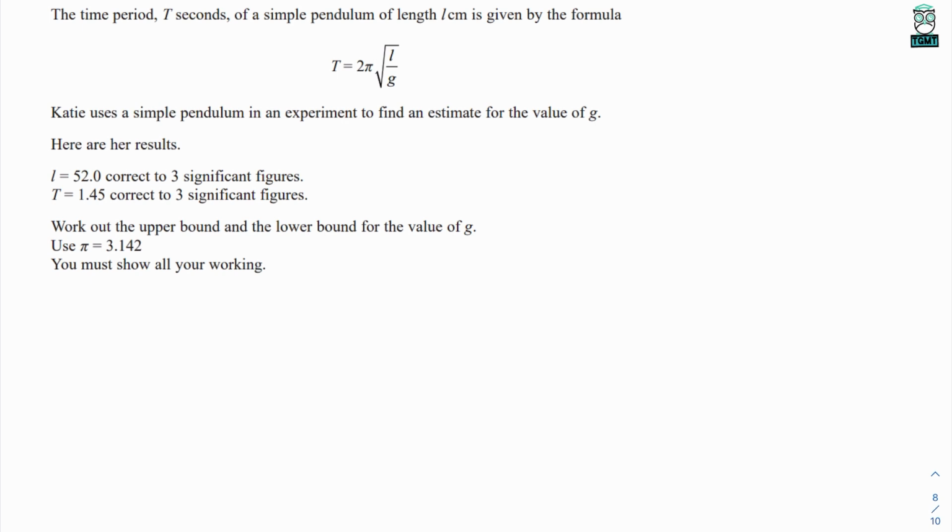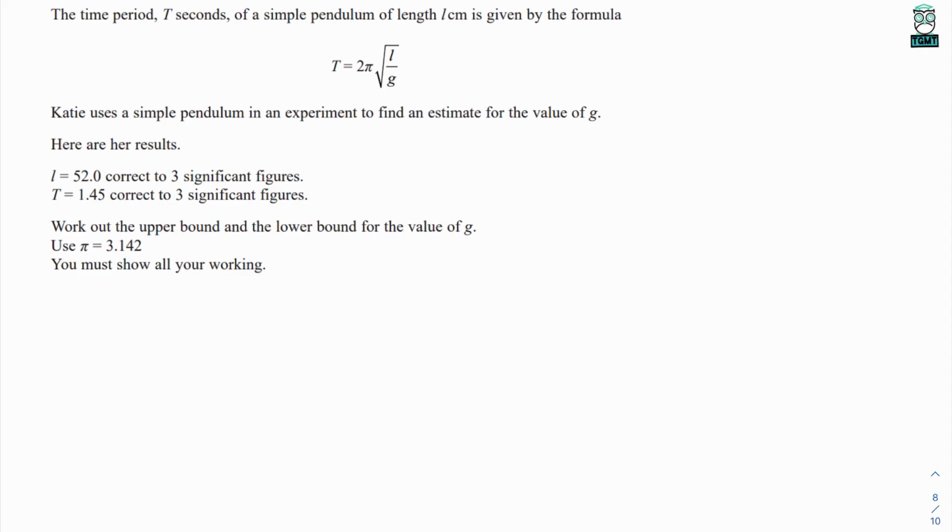It says KT uses a simple pendulum in an experiment to find an estimate for the value of g, and here are her results. She's got L as 52.0, correct to 3 significant figures, and t is 1.45, correct to 3 significant figures. Work out the upper bound and the lower bound for the value of g, and use pi is equal to 3.142, and you must show your working.